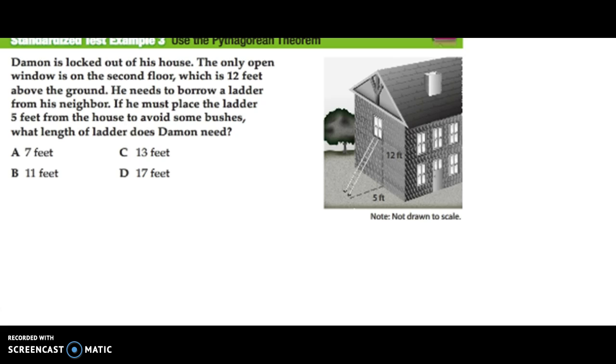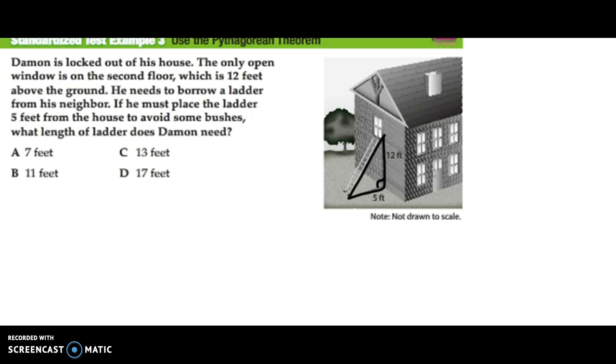Example 3, it says, Damon is locked out of his house. The only open window is on the 2nd floor, which is 12 feet above the ground. He needs to borrow a ladder from his neighbor. If he must place the ladder 5 feet from his house to avoid some bushes, what length of ladder does he need? So you'll see right here, 12 feet, 5 feet.